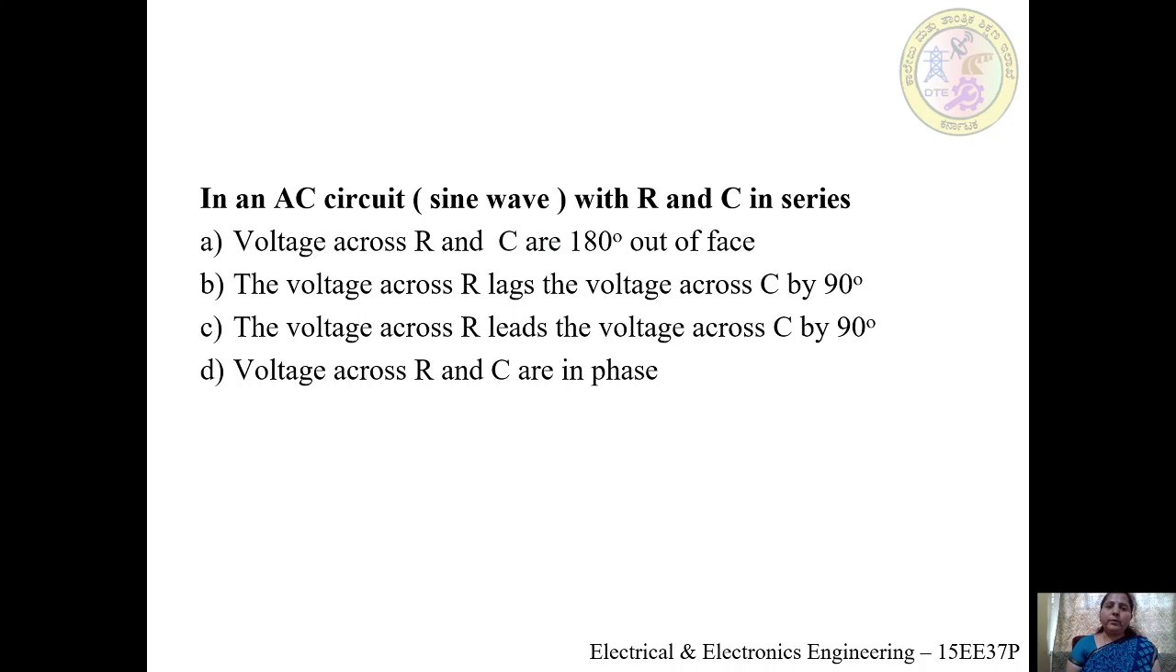We shall see a multiple choice question again. In an AC circuit with R and C in series, voltage across R and C are 180 degree out of phase. The voltage across R lags the voltage across C by 90 degree. The voltage across R leads the voltage across C by 90 degree. Voltage across R and C are in phase. So in case of RC circuit, the voltage across R will lead the voltage across C by 90 degree, right? So the answer is C.